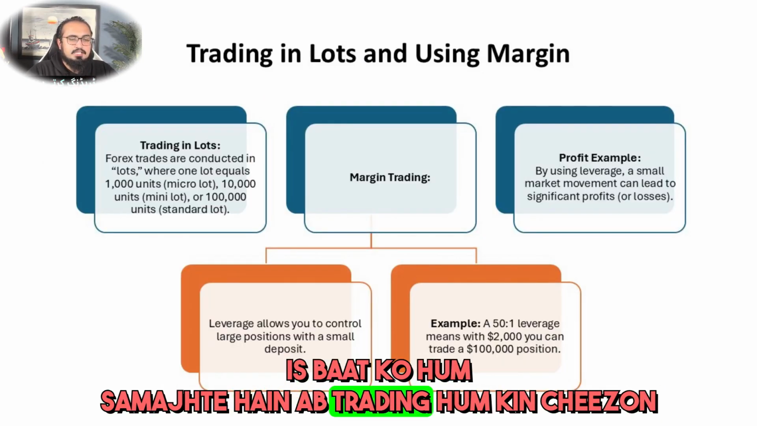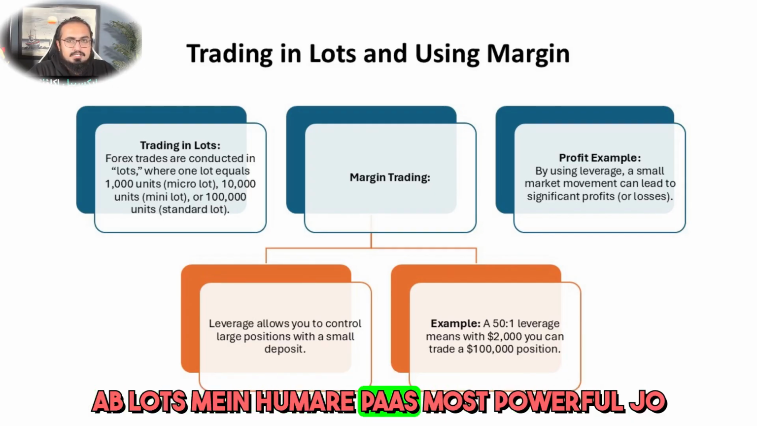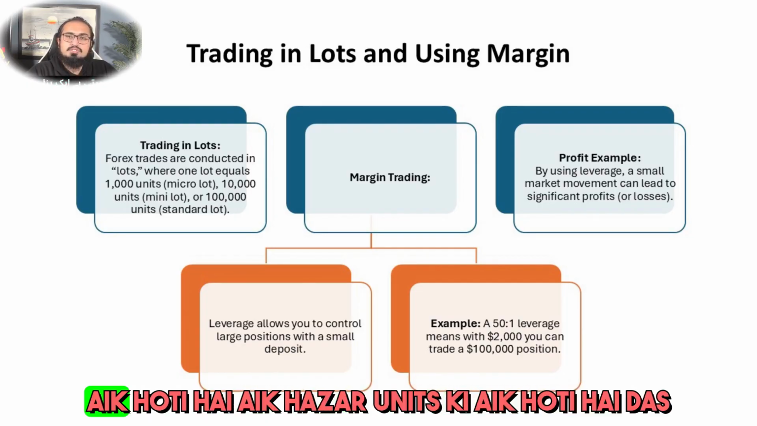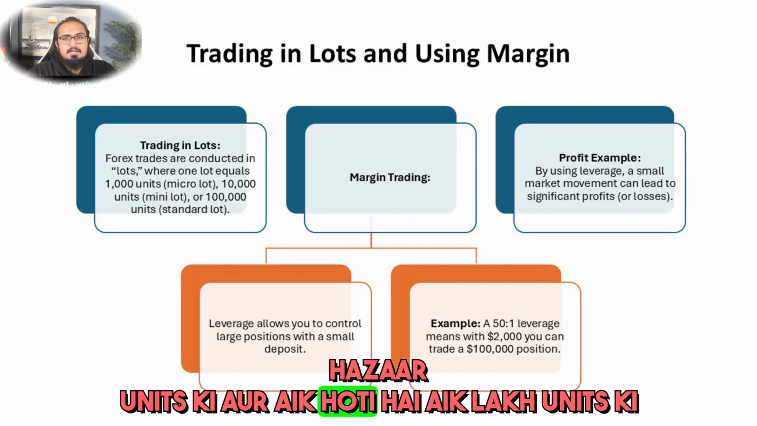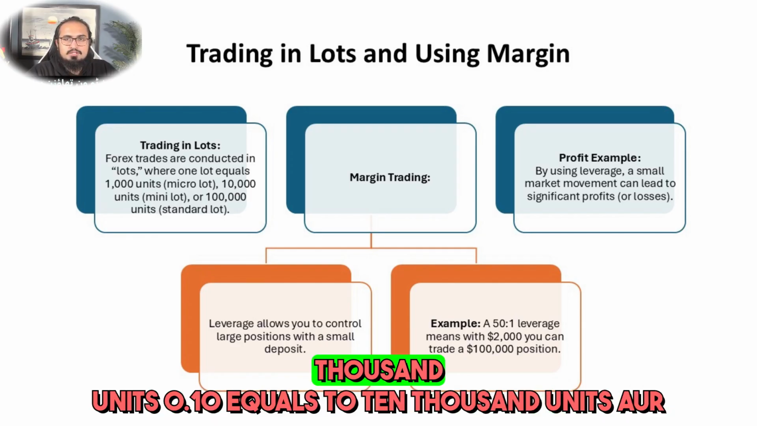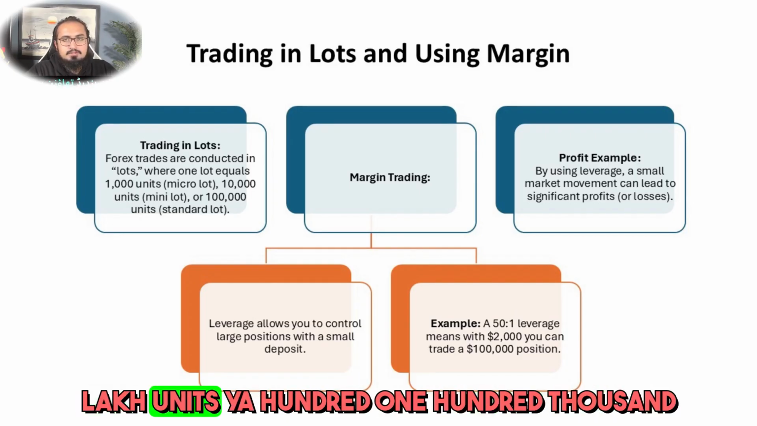Now, what do we trade in? We trade in lot sizes. In lots, we have three accessible types. One is of 1,000 units, one is of 10,000 units, and one is of 100,000 units. A lot size of 0.01 equals 1,000 units, 0.10 equals 10,000 units, a mini lot, and 1.0 equals one standard lot, 100,000 units.